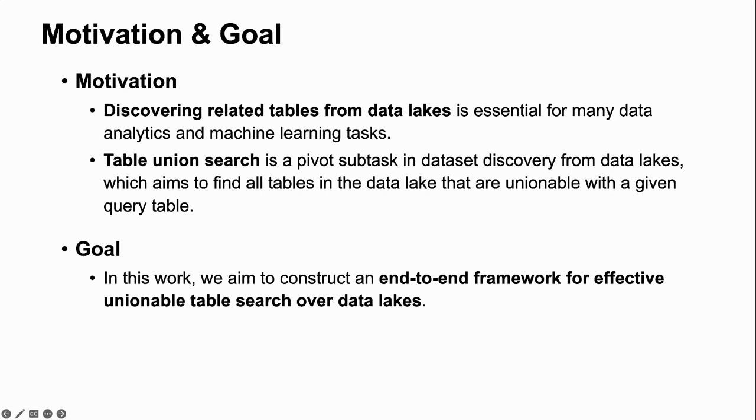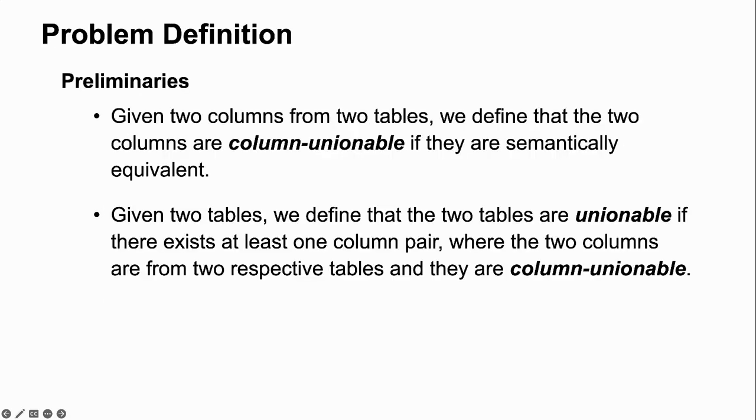Table union search is one of the critical tasks in data discovery over data lakes. The goal is to find tables from a data lake that are unionable with a given query. With two columns from two tables, we say these two columns are column unionable if they are semantically equivalent. Building on top of the unionable column definition, we consider two tables are unionable if there exists at least one unionable column pair where two columns are from two tables.